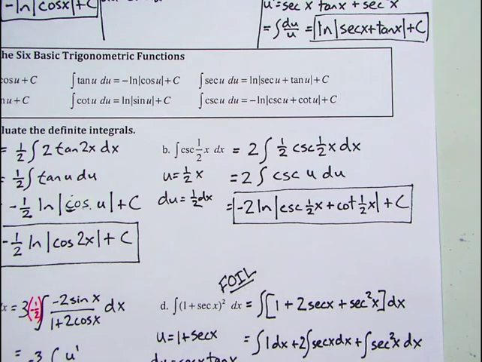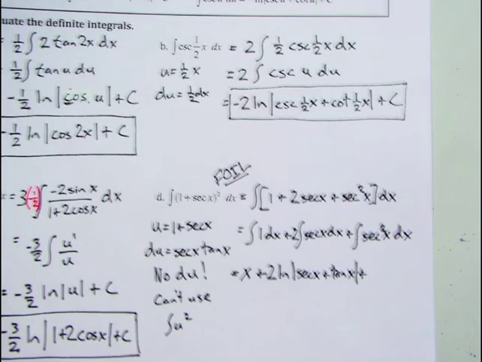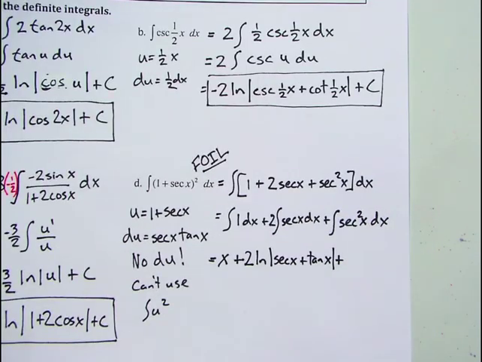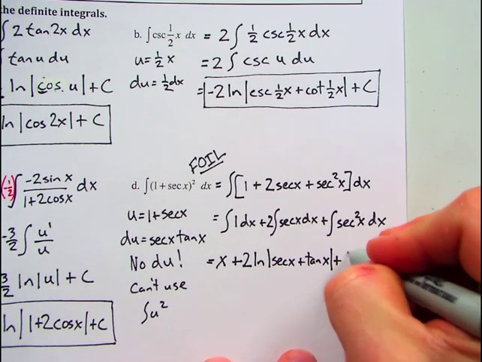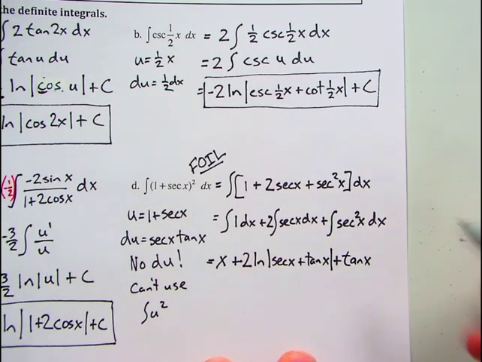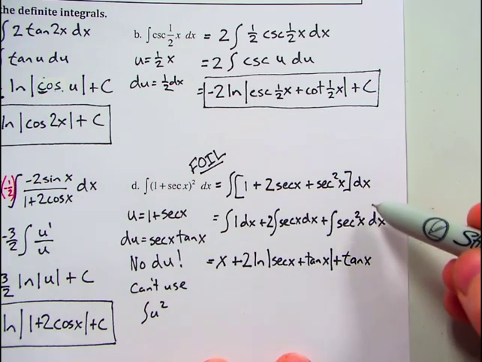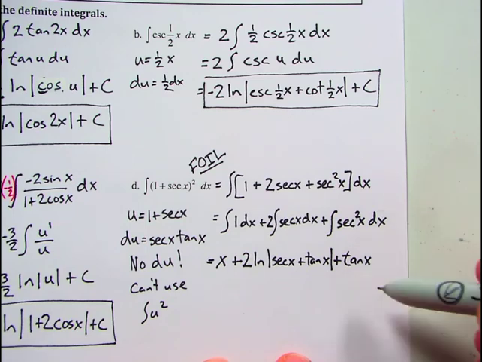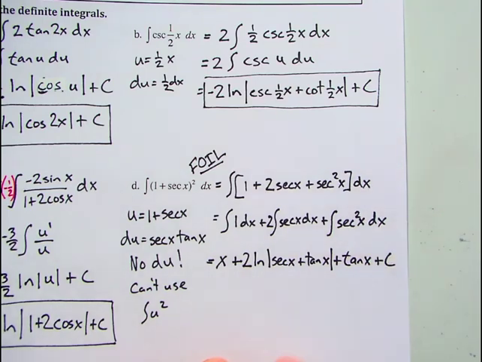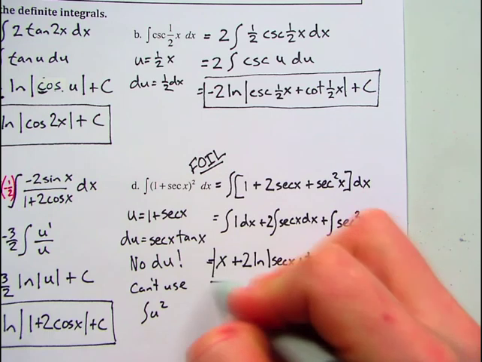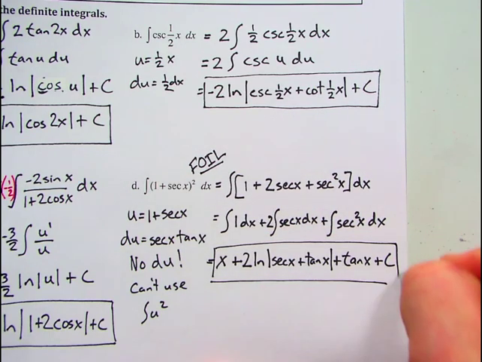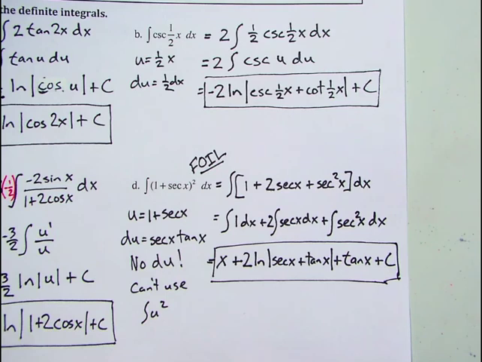And then secant squared. What's that one? That is tangent x. And that's from last chapter, right? And remember, if you know the derivative of tangent is secant squared, the integral of secant squared has to be tangent, right? It goes back and forth. And then we can't forget, of course, plus c. And there we are. We're done.